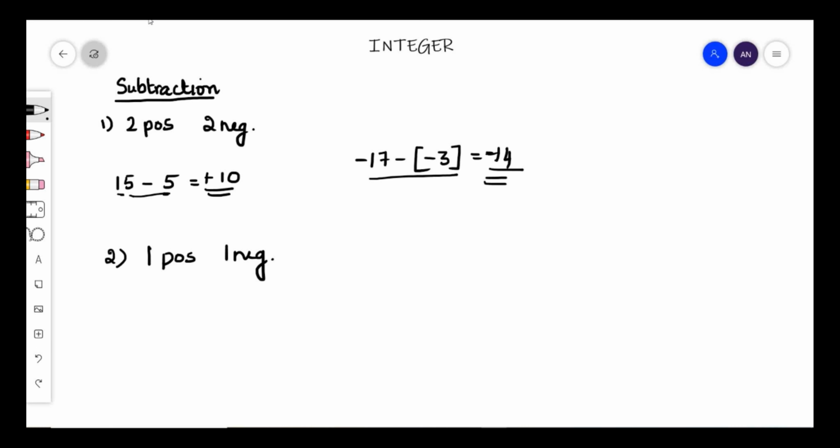Here what you have to do is add both given integers and put the sign of the bigger number. Same way, there you have to subtract when asked to add. Here you have to add when you are asked to subtract. Okay, let me take an example.